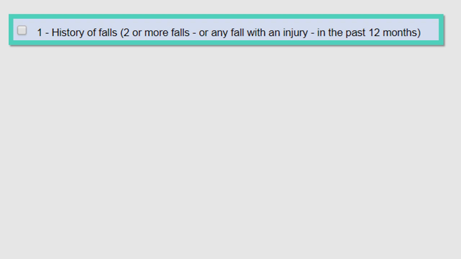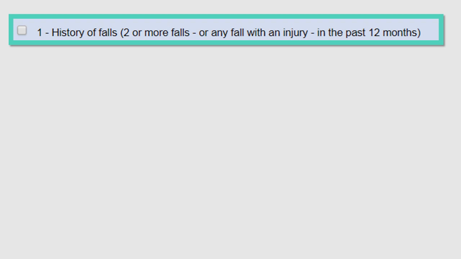Response 1. History of falls. The clinician should assess if the patient has experienced 2 or more falls or any fall with an injury in the past 12 months. Remember, a fall is defined as any unintentional change in position from a higher to a lower level, and it can be witnessed or unwitnessed. Information should be obtained from prior medical records and interview of the patient and/or caregivers.